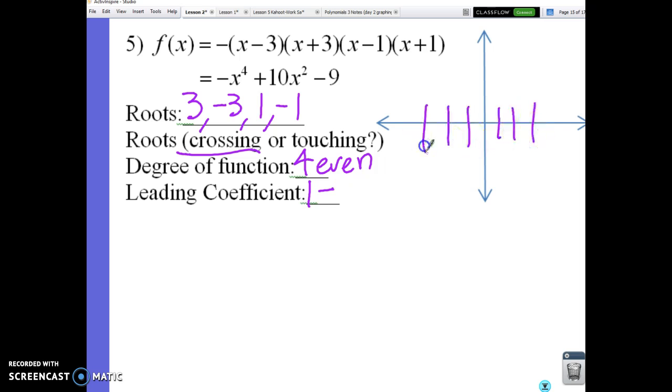So now I'm going to plot these points. So we've got -3, -1, 1, and 3. Okay? We should be ending going down, so let's come from down. It's going to cross, cross, cross, cross. It's going to be going down on both sides. I'm going to give you about 10 seconds to get this written down or fixed if you need to.